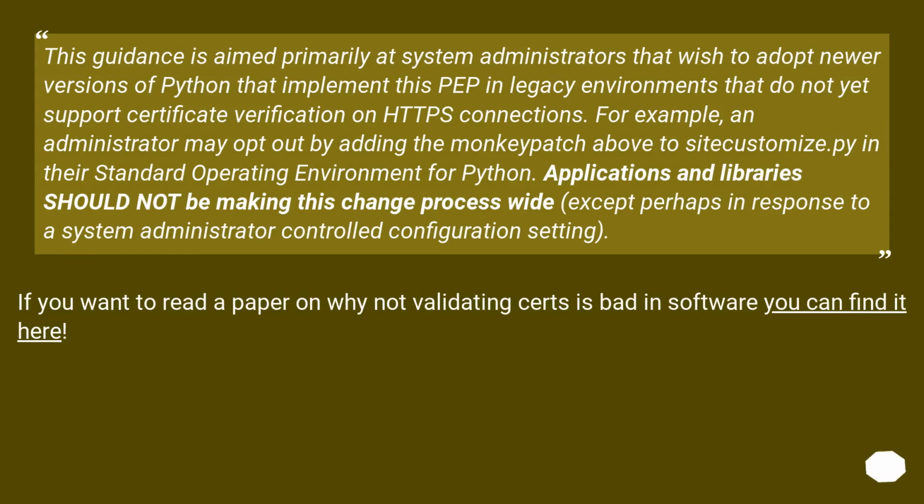This guidance is aimed primarily at system administrators that wish to adopt newer versions of Python that implement this PEP in legacy environments that do not yet support certificate verification on HTTPS connections. For example, an administrator may opt out by adding the monkey patch above to sitecustomize.py in their standard operating environment for Python. Applications and libraries should not be making this change process-wide, except perhaps in response to a system administrator controlled configuration setting. If you want to read a paper on why not validating certs is bad in software, you can find it here.